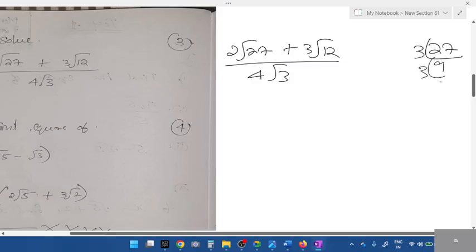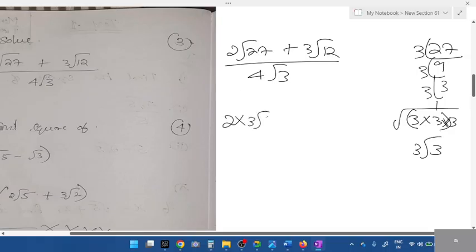3 nines are 27, 9 is 3 threes. So you have 3 into 3 into 3. How many threes can we take out? 1. So what's the answer for root 27? What's the actual value? 3 root 3. So 2 remains as it is, 3 root 3. Try this plus. Try for 12, students.